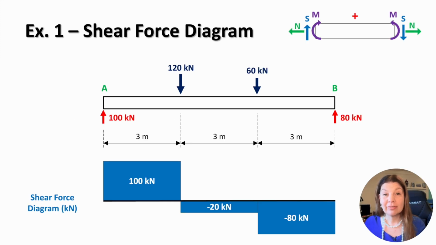Using the calculated shear values, we can now construct the shear force diagram, or SFD. Between concentrated loads, the shear force remains constant, so the diagram is drawn as horizontal lines. At each load or reaction, the shear force changes instantly, which appears as a vertical jump in the diagram. The diagram begins and ends at 0, confirming that the beam is overall in equilibrium.